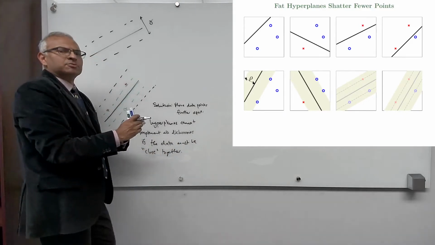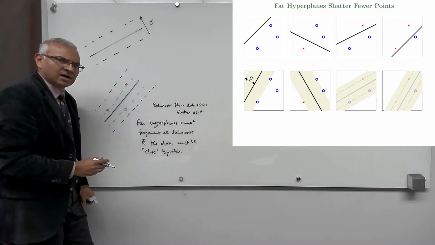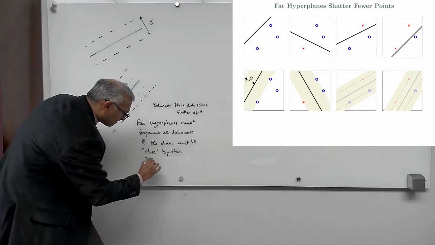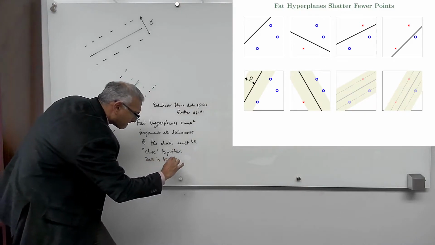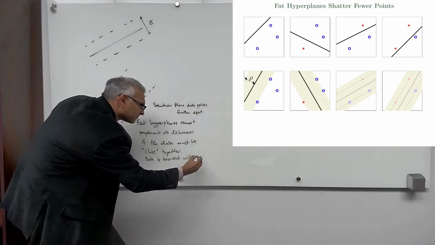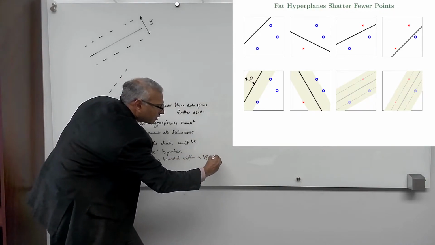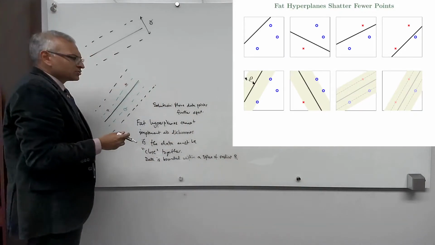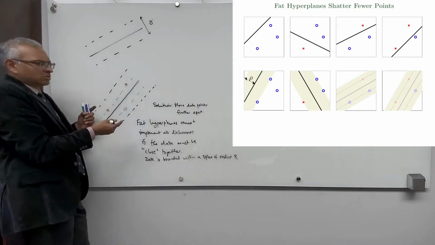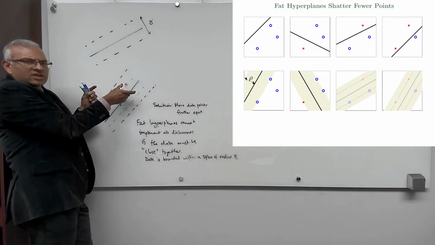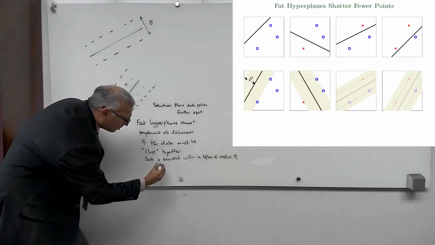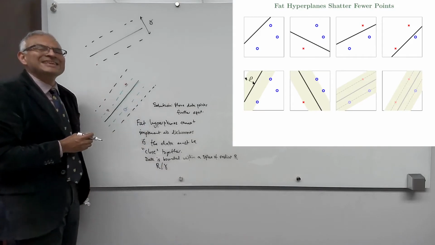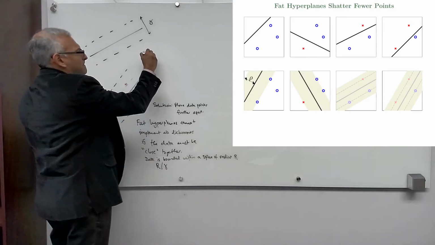For example, imagine that your input space is a bounded sphere of radius r. So the data is bounded within a sphere of radius r. In which case we expect that the ratio of the radius of the data to the thickness of the hyperplane is going to play a role. So r over gamma is the dimensionless parameter that's going to play a role. And indeed, theorem.